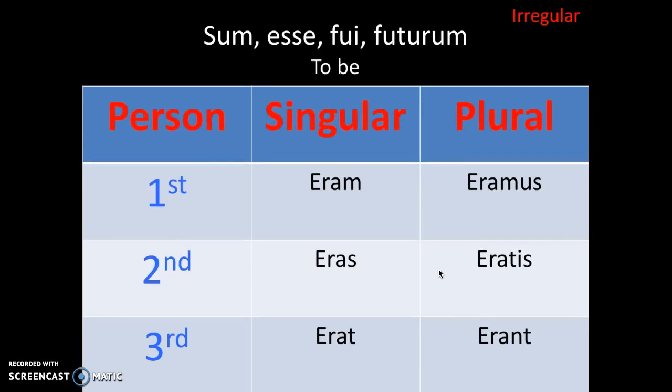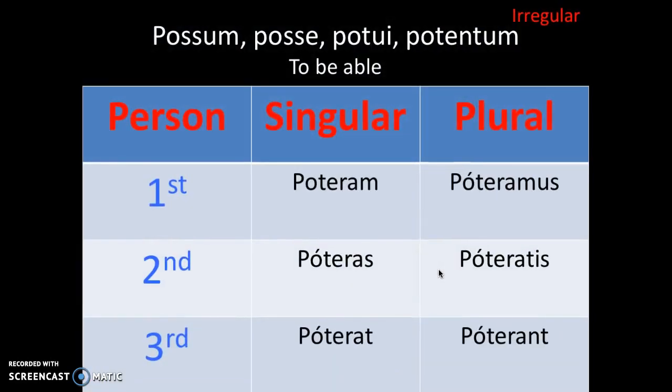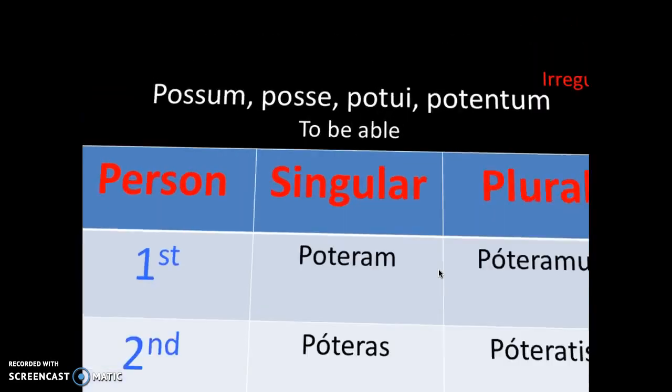In this case, sum, esse, fui, futurum, which means to be. This irregular verb is conjugated as eram, eras, erat, eramus, eratis, erant. Now let's go to possum, posse, potui, which means to be able. This irregular verb is conjugated as poteram, poteras, poterat, poteramus, poteratis, poterant.